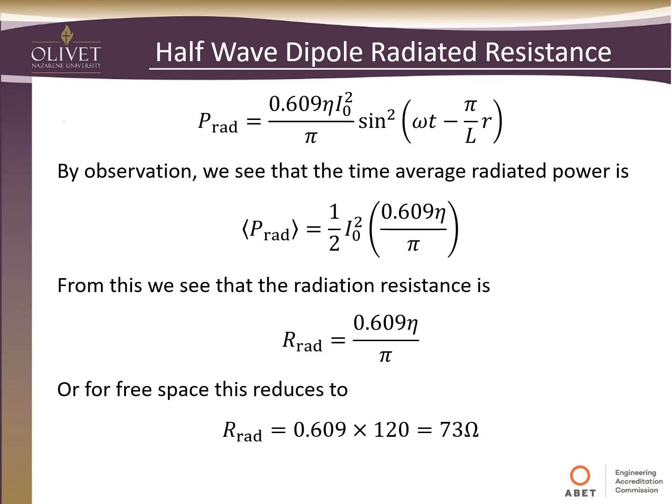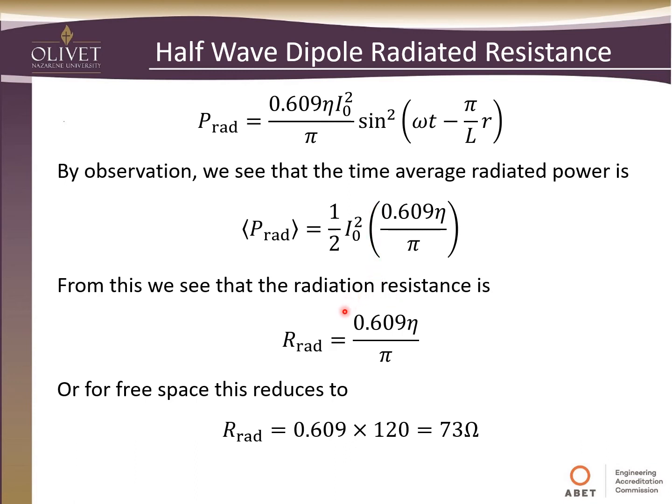So by observation, just like we did before, we can take the time average of this. Of course, the only part that's dependent on time is the sine function here. It has the t in it, and we remember from before the time average of any sine squared is just going to be 1/2. So this time average reduces to this equation here, and we know from before this 1/2 I squared, this part would be the R of our power equation, and that's what we defined before as our radiation resistance.